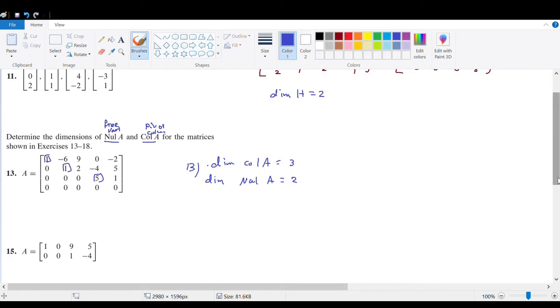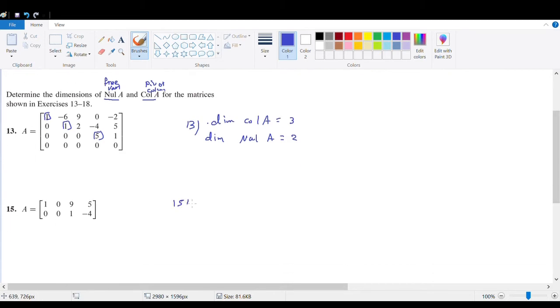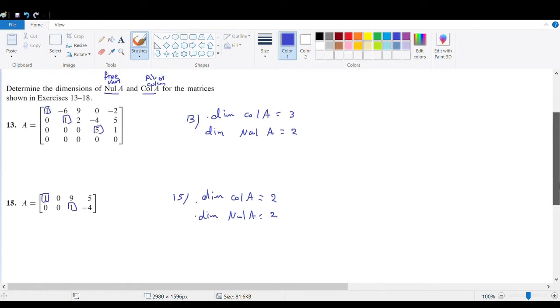Now for 15, we have a pivot in the first column, we have a pivot in the third column, so the dimension of Col A is equal to 2. Now to find the dimension of Nul A, which is the number of free variables, this one is free, this one is free also, so it is equal to 2.